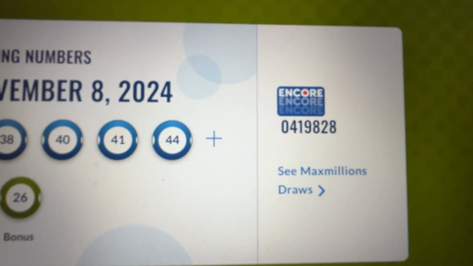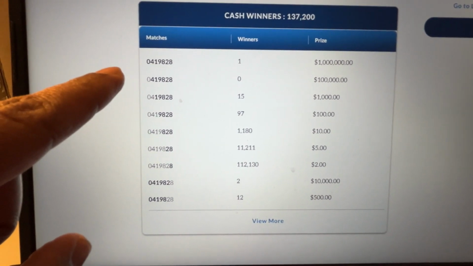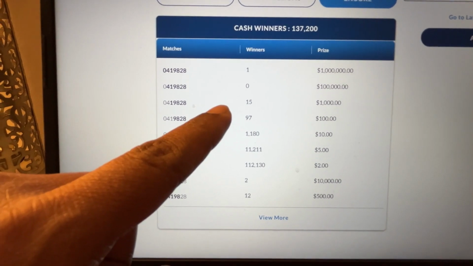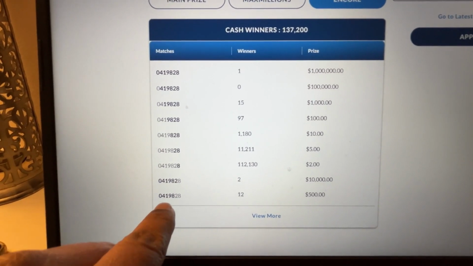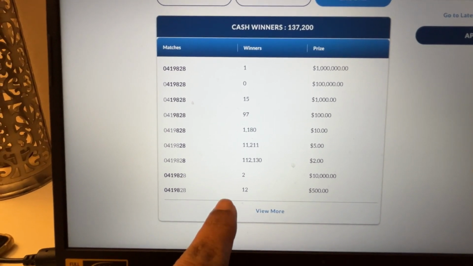So this is the Encore number you see. Here it shows the matches. So any exact number match would get that amount. Only one winner. Where there is no winner, it shows like this. And then the entire details of winners. So if anyone had this match, 04198, they would get $500. So 12 of them have won.